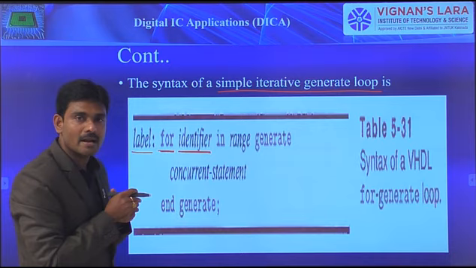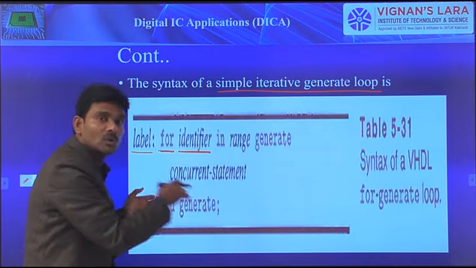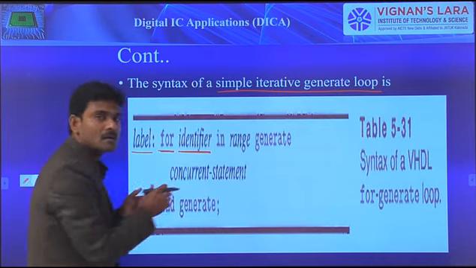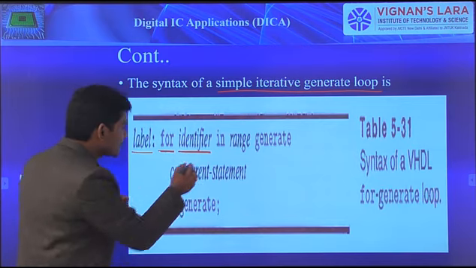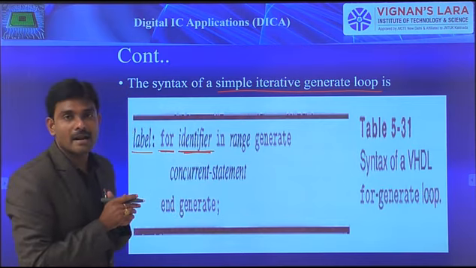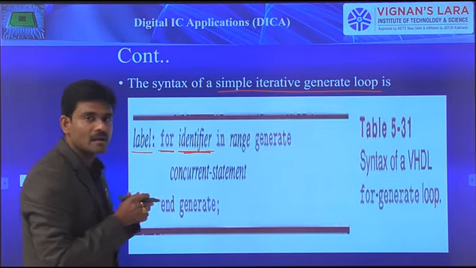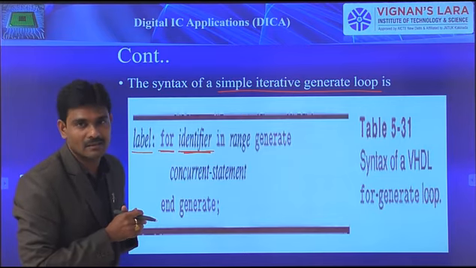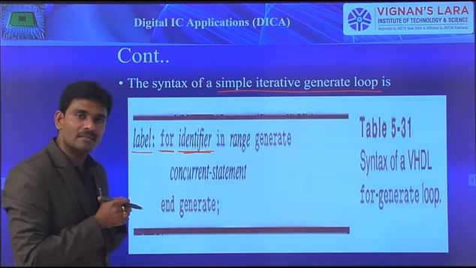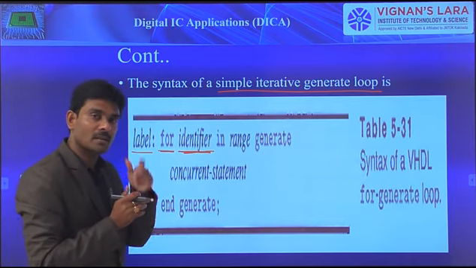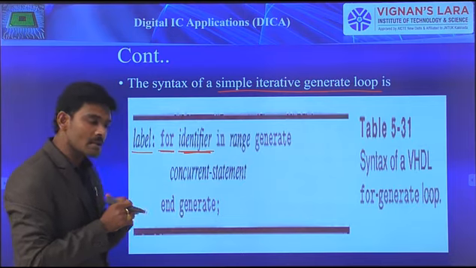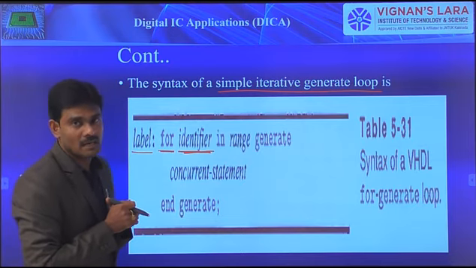Here I am generating an identifier only to generate the loop, to indicate how many times these concurrent statements need to occur. That identifier doesn't have any physical significance, and if it doesn't have any physical significance, we can consider it a variable. In previous classes I already mentioned signal declaration and variable declaration.